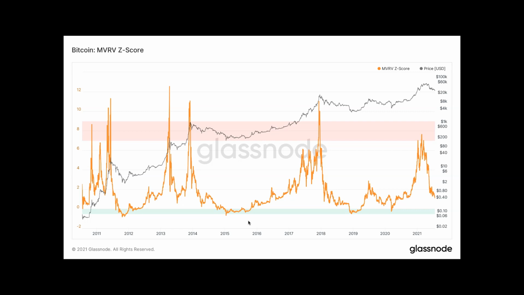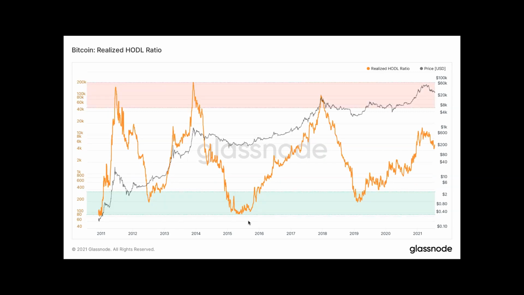And now we're going to be taking a look at our next and last metric, which is the realized Hodl ratio, or Hodl ratio for short. Now, this one is one of my favorites. I've actually just discovered this one, and I think this one was created by Philip Swift.